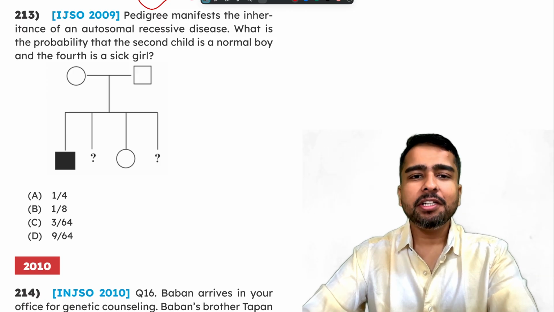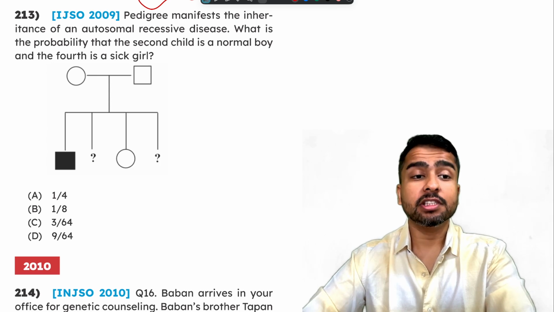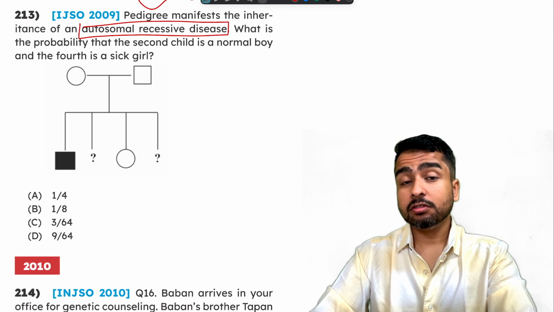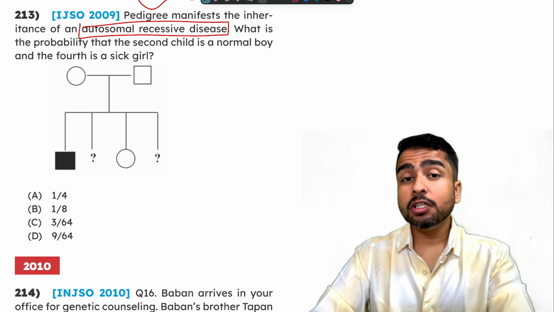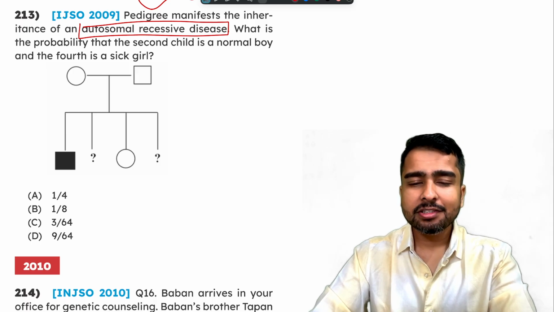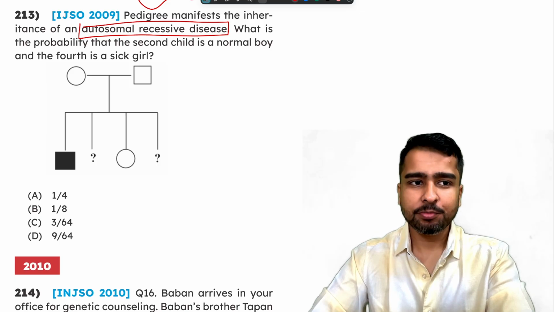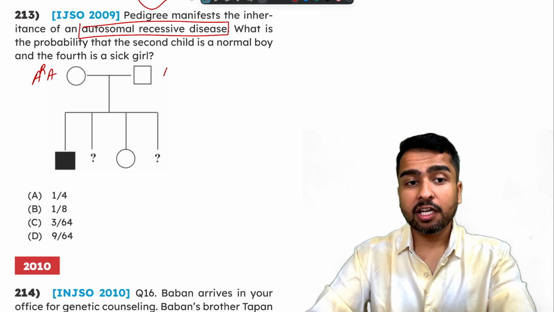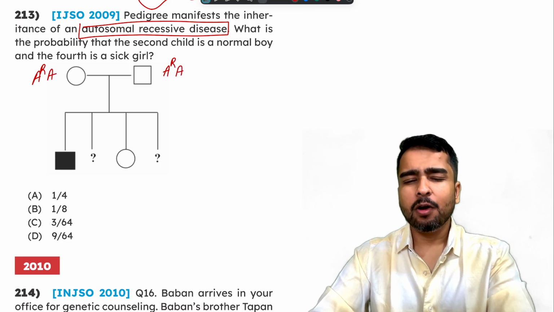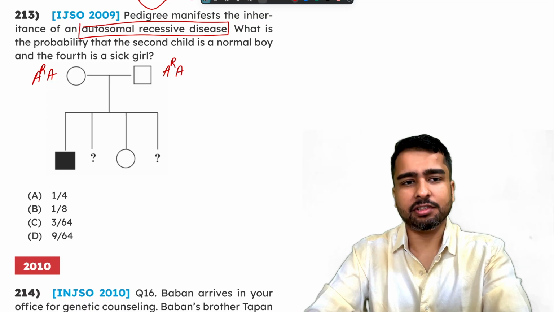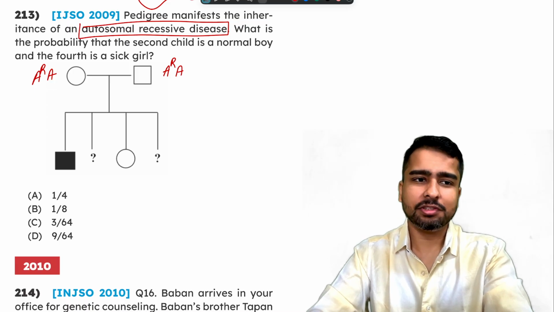Okay. Now, pedigree manifests the inheritance of an autosomal recessive disease. First information they have given you, it is an autosomal recessive disease. So, autosomal recessive means the disease would only be found in homozygous recessive individuals. Now, neither the father nor the mother is affected, which means what is their genotype? They must be ARA and ARA. Why we are writing ARA and AR means it's an autosomal recessive. A stands for autosomal, R stands for recessive.